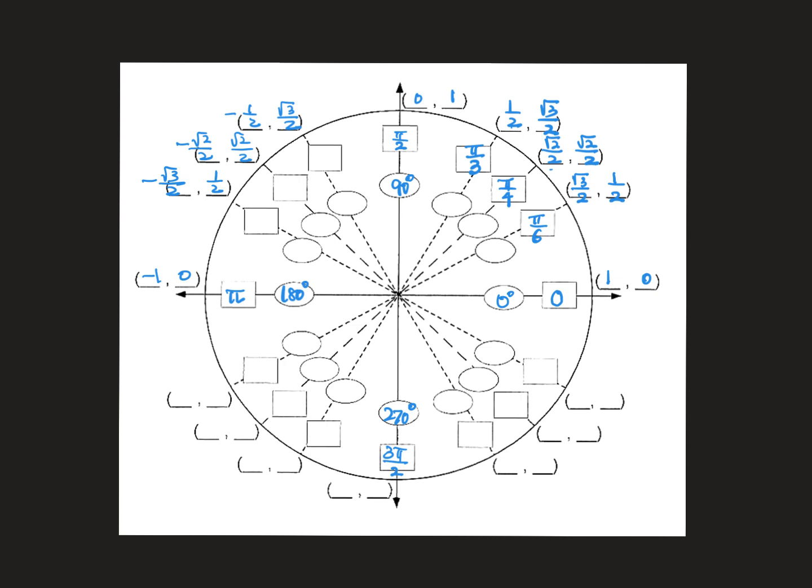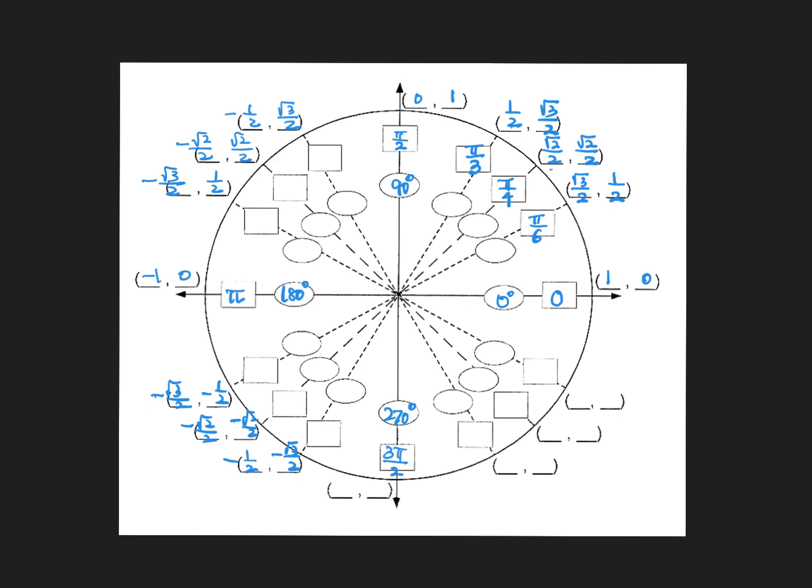Same thing here. You're going to reflect over the x-axis right there. Here you change the y sign: square root 3 over 2, negative 1/2. Second part, negative square root 2 over 2, negative square root 2 over 2. Third, this one is negative 1/2, negative square root 3 over 2. That fills out the points on the unit circle.